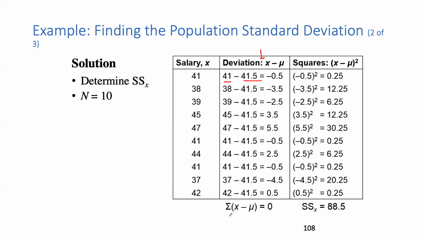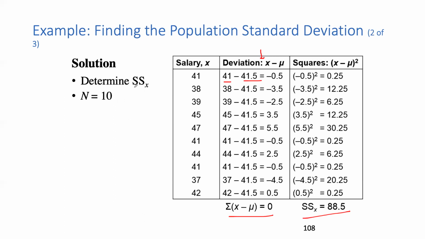Now, if I just add up these deviations together, they're always summing to zero. So I want to turn these negative numbers into positive numbers. So I square the deviations. Okay. So if I square the deviation, that's negative 0.5 squared, which is 0.25. And then I square all these numbers. And this is where I get the sum of squares.